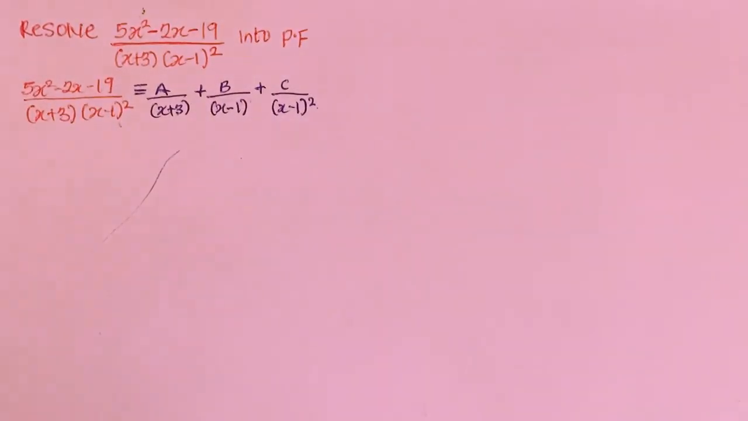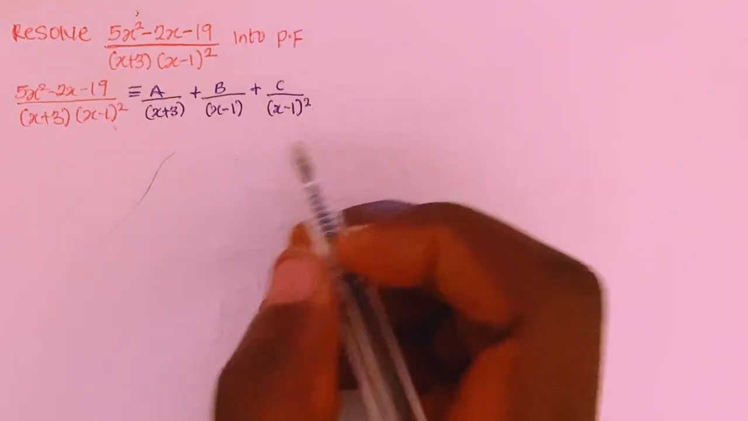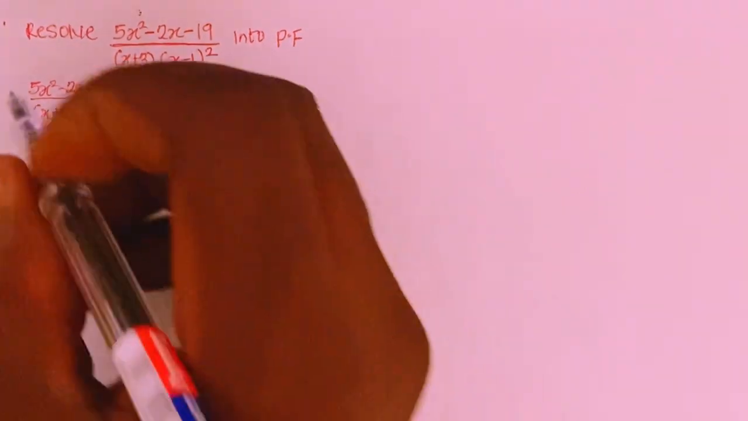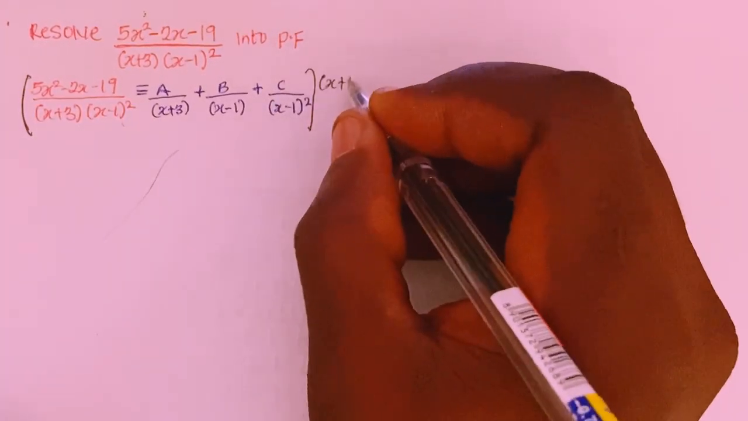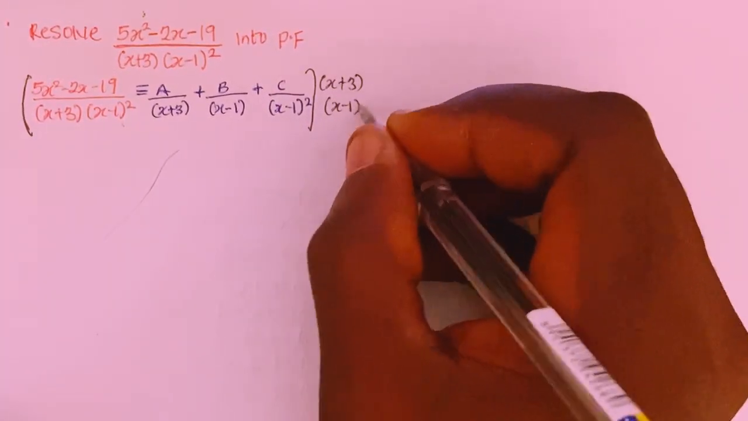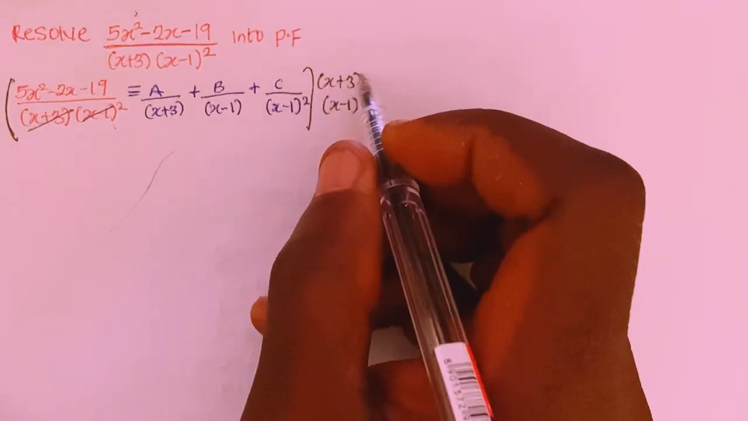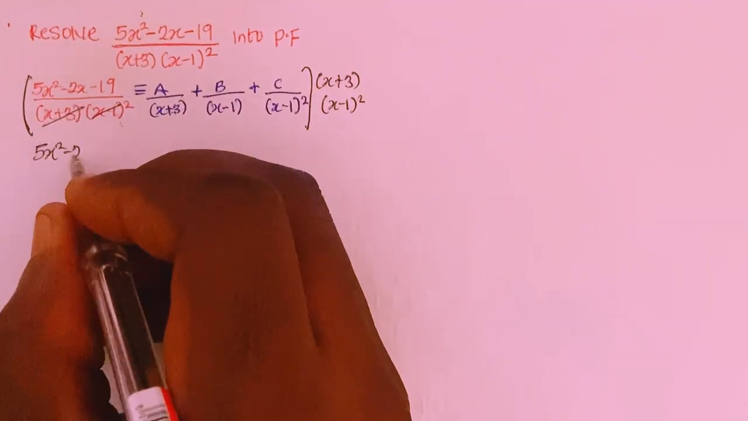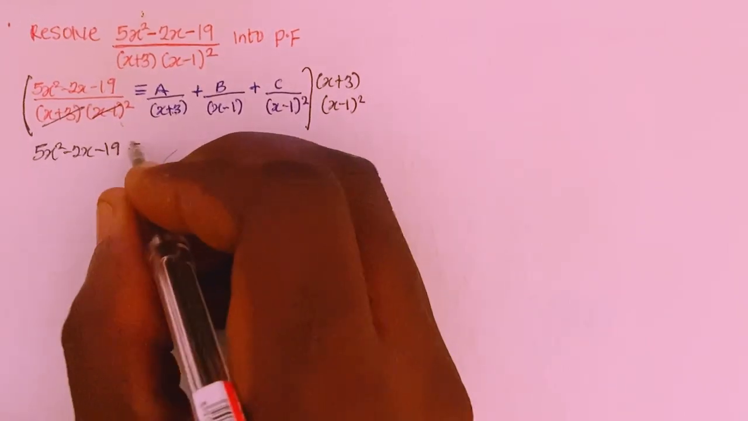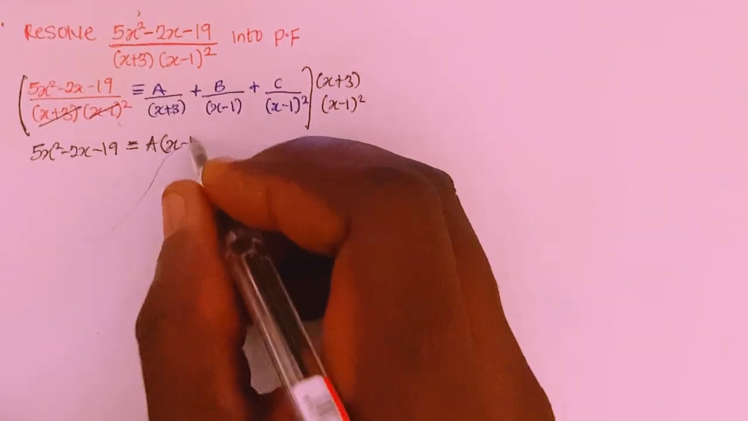Now I will need to collect the LCM, or I should just go ahead and multiply both sides by these two factors, x plus 3 and x minus 1 all squared. This will cancel this, then I'm going to have 5x squared minus 2x minus 19, which is equivalent to A into brackets x minus 1 all squared.